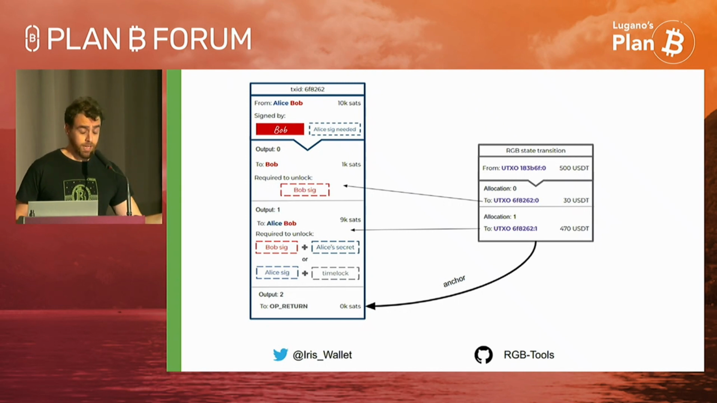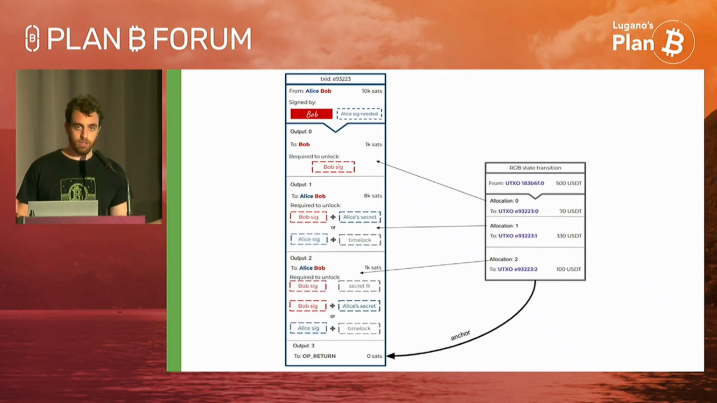So then, of course, in Lightning we don't only want a bilateral bidirectional payment channel. We also want to have routing. So how do we do routing? The same way we do it in Lightning.